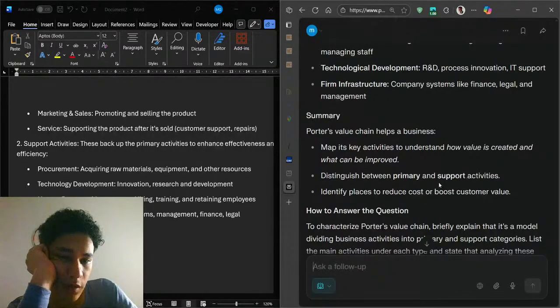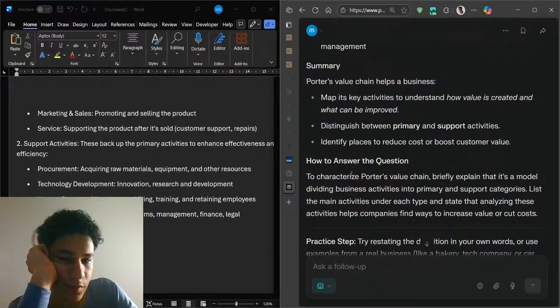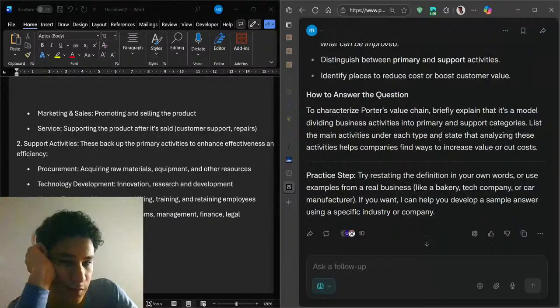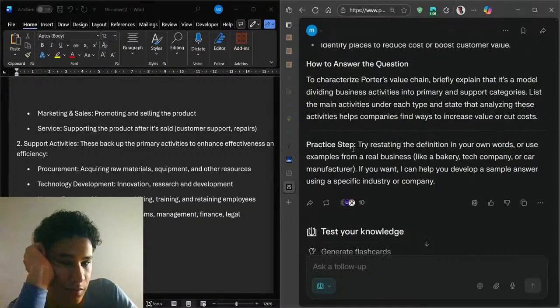Distinguish between primary and support activities. Identify places to reduce cost or boost customer value. How to answer questions to characterize Porter's value chain: briefly explain that it's a model dividing business activities into primary and support categories. List the main activities under each type and state that analyzing these activities helps companies find a way to increase value or cut costs.